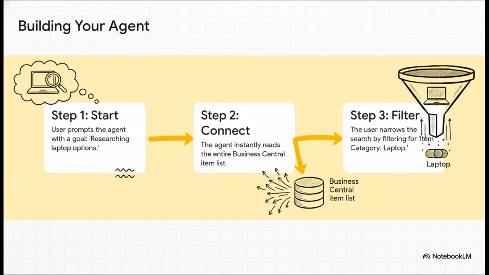And this is key. It's not using old, stale information. It's reading the inventory in real time. Then, so it doesn't get overwhelmed, the user just applies a quick filter. Hey, just show me stuff in the laptop category. That's it. Simple, direct, and incredibly fast.